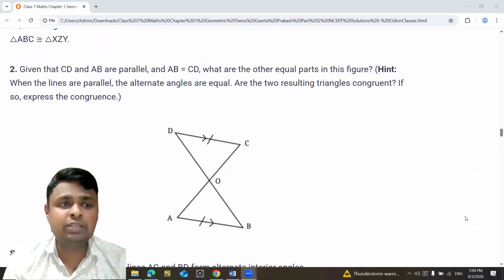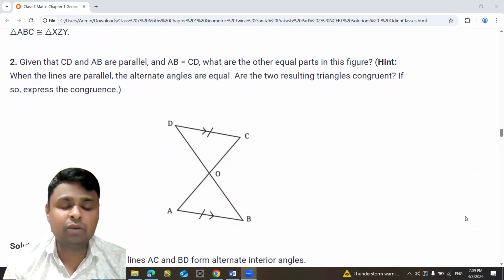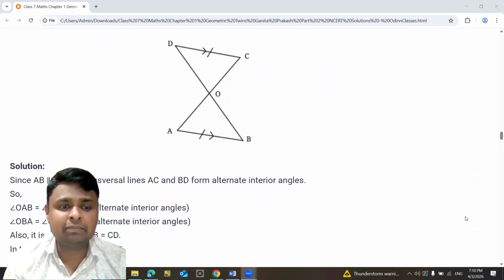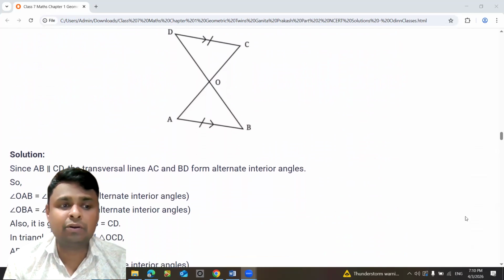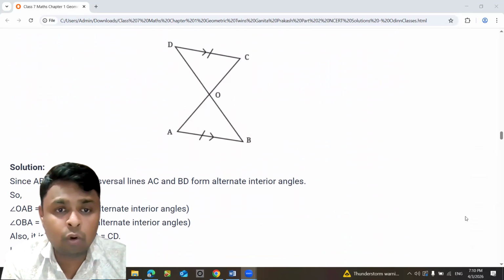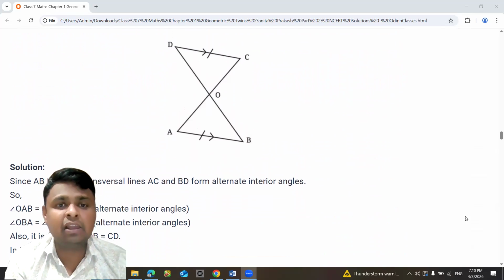Now you are going to use the same type of questioning for this one. Look at the triangles. DC is congruent to AB and the lines are parallel. So interior angles are congruent. Which are the interior angles? OAB, look in the figure. OAB and angle OCB. They are alternate interior angles.